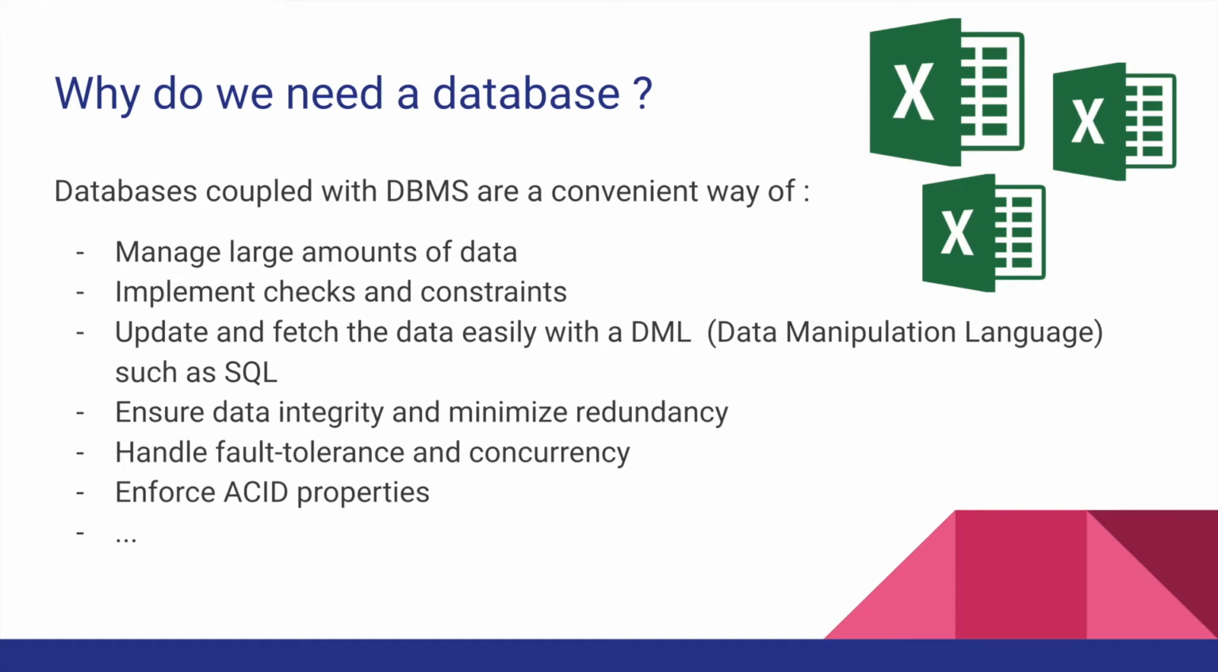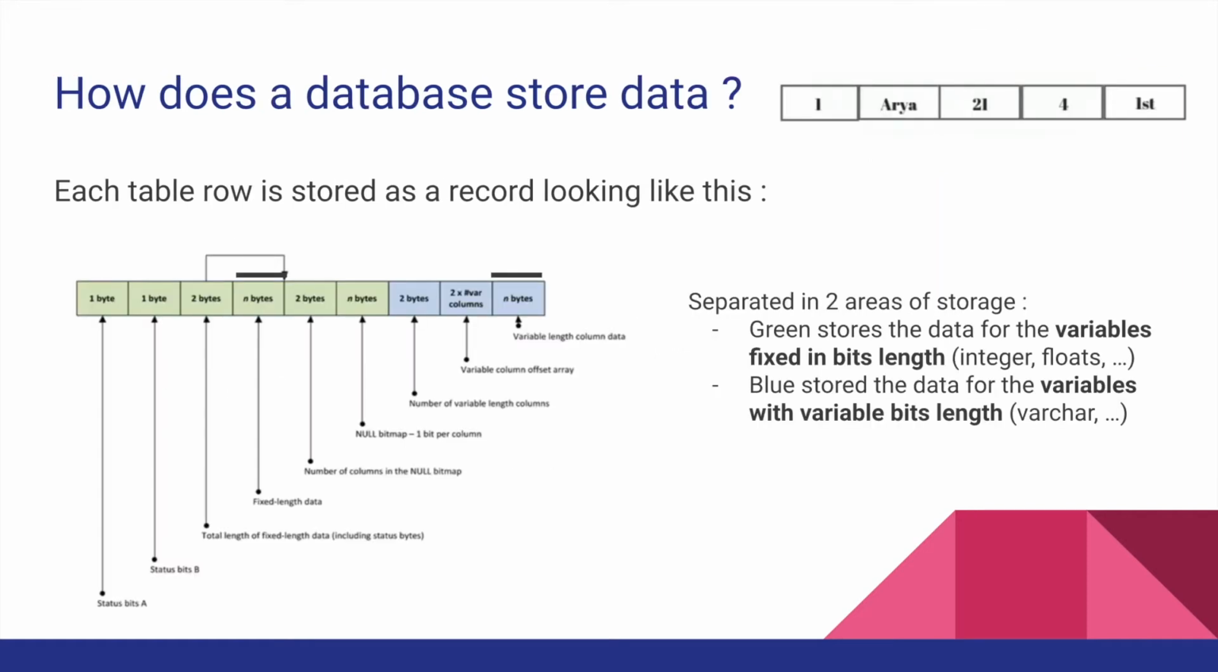And now let's move on to how a database is supposed to store data. Before studying the structure of RDBMS, I would like to explain how a data record is stored in a database. We all know the tabular representation of a data record, which looks like this, but it's just a human readable way to see the data. It's not actually stored like this in real life. In fact, each row is stored as a record looking like this.